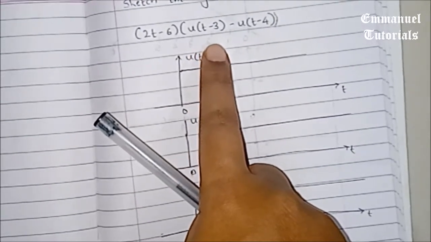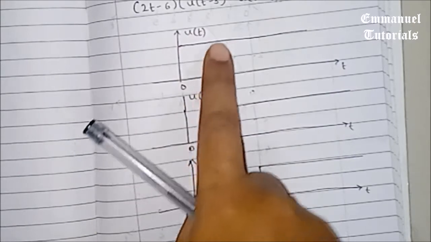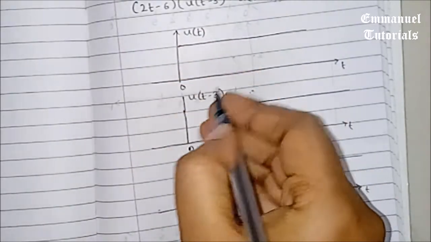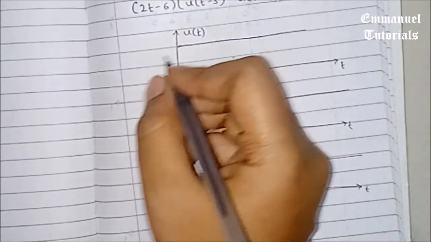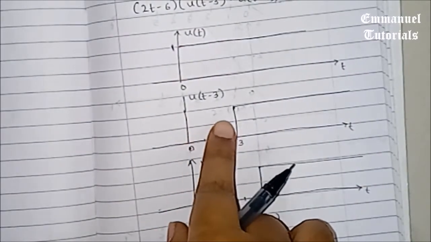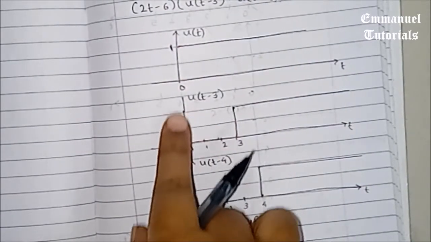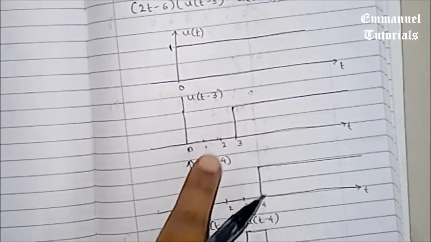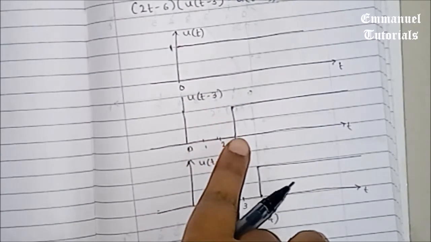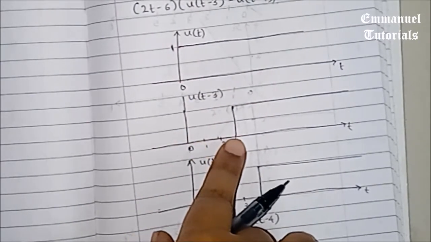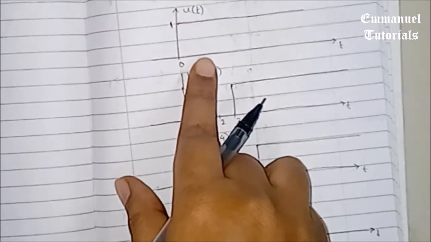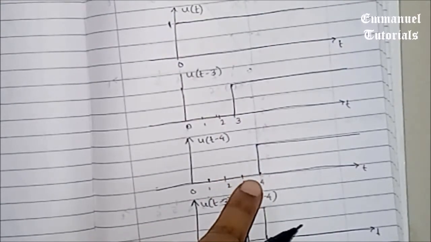So u of t minus 3, for that first you'll consider the unit step signal, because u of t is the unit step signal which starts from 0 and ends at infinity and has a constant value of 1. Now u of t minus 3 will be nothing but the shifted or delayed version by 3. So you just shift the unit step by 3 to the right hand side. So this is the resultant signal u of t minus 3. Similarly, u of t minus 4 will be the unit step signal shifted by 4 units to the right.